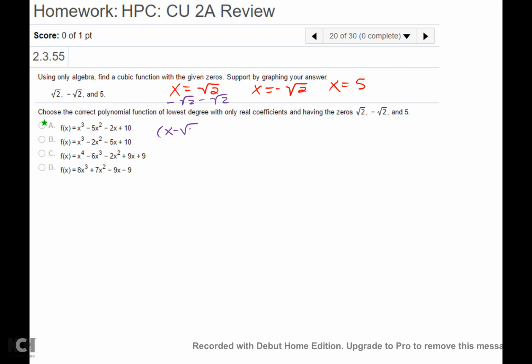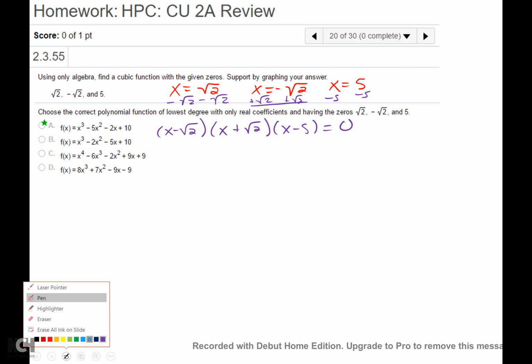So x minus the square root of 2 equals 0. Add the square root of 2 to both sides. For the negative square root of 2, that gives me a factor x plus the square root of 2. Minus 5 gives me x minus 5. Set it equal to 0, and you'd be done. That would be my function. But they want it in standard form.